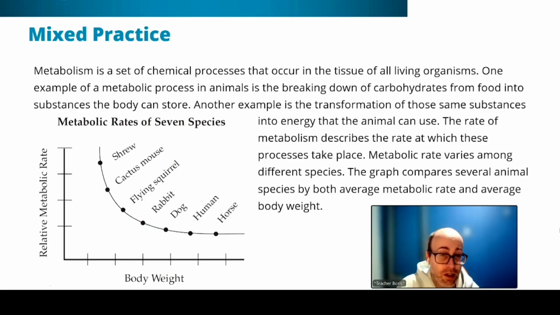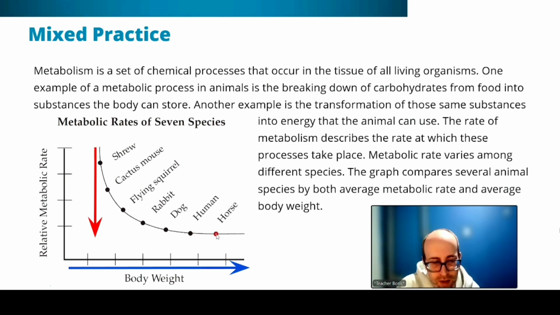This is what statisticians might call an inverse correlation. Here we called it a decreasing or an indirect relationship. Notice how as the body weight goes up, the metabolic rate goes down. Now, it doesn't go down linearly. It goes down real quick, and then it kind of levels off.